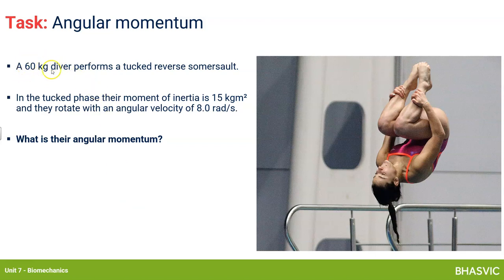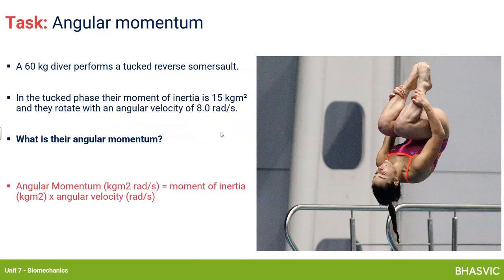60 kilograms, so that's mass. Diver performs a tucked reverse somersault. In the tucked phase, their moment of inertia is 15 kilograms per meter squared. So I've given you a moment of inertia. You need those two values, of course, and then they rotate with an angular velocity of 8 rads per second. What's the angular momentum? So there's the equation. Angular momentum is moment of inertia times angular velocity. So hopefully you recognise that moment of inertia is 15, angular velocity is 8, times those two together, you get 120 kilograms per meter squared per rad per second.